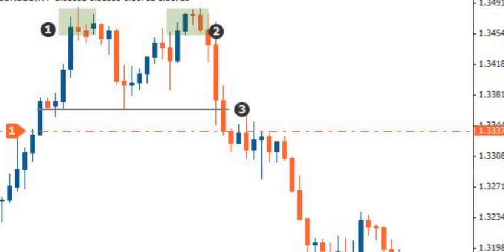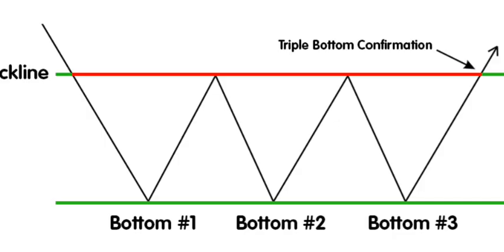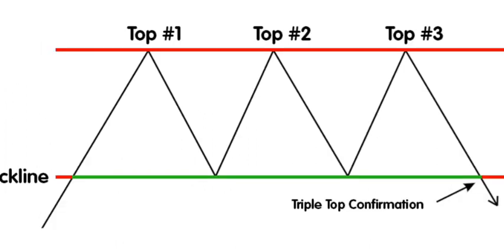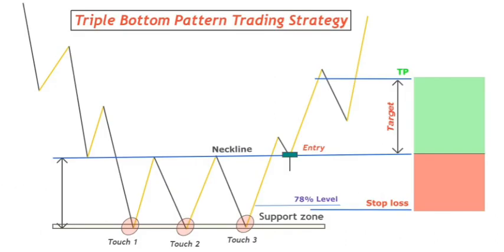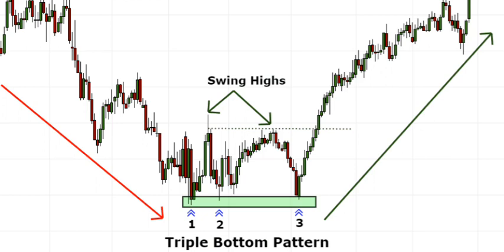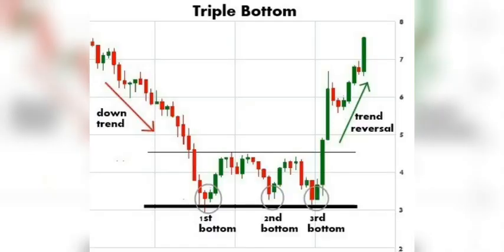Another one that is closely related to that one is the triple bottom. Make sure you are very familiar with this one. The entry rules are almost the same as the double top and the double bottom. Just do the same thing. Put your stop loss below the bottom parts, and then you take your trades.